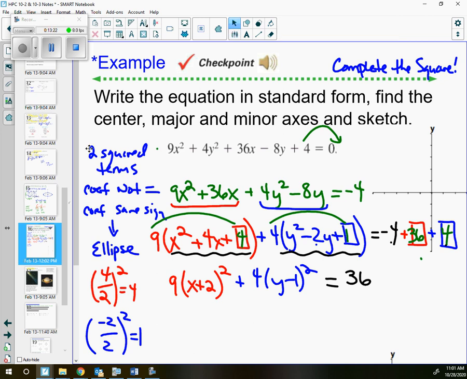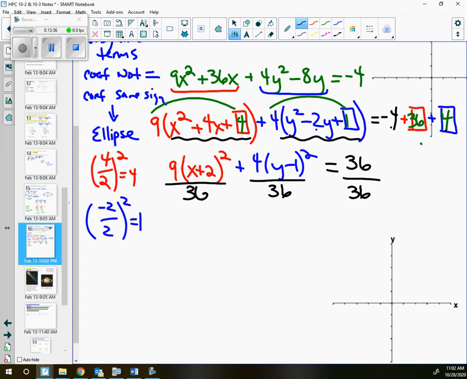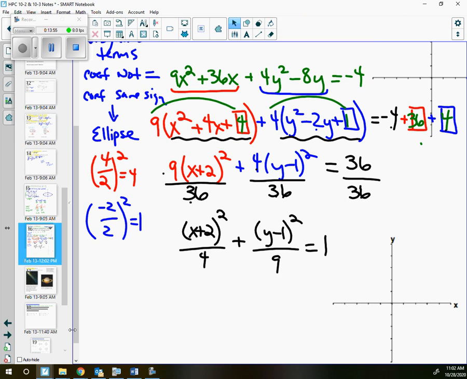All right, so we're almost there. What we want to do now is take a peek and make sure it's equal to 1, right? Because the general form is always equal to 1. So I'm going to go ahead and divide everything through by that number on the other side, that 36. So every single term on both sides, and just reduce those fractions. So 9 over 36 reduces down to 1 over 4. So 9 divides into 36 4 times. 4 over 36 would be y minus 1 squared over 9. And then that's equal to 36 divided by 36, which is 1.